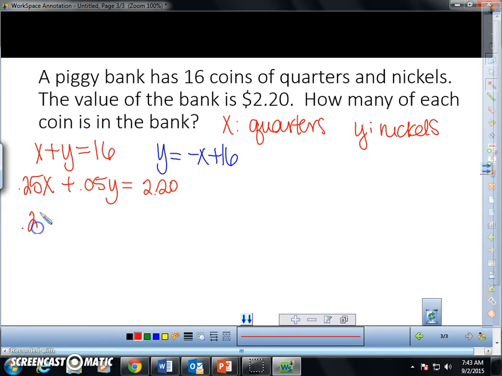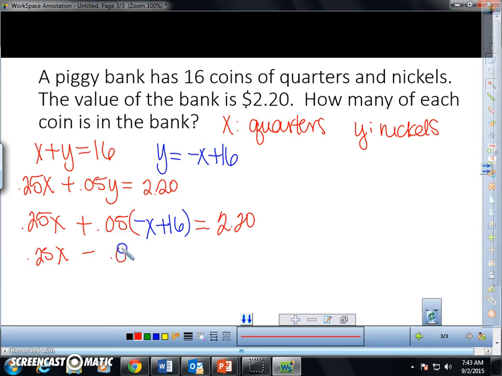So I'm going to plug that into this second equation. So I have 0.25x plus 0.05 times, and we'll plug in this blue part right here, negative x plus 16. Then it's going to be equal to 2.2. When you go to solve, we have 0.25x minus 0.05x, and then plus 0.8 is equal to 2.2.